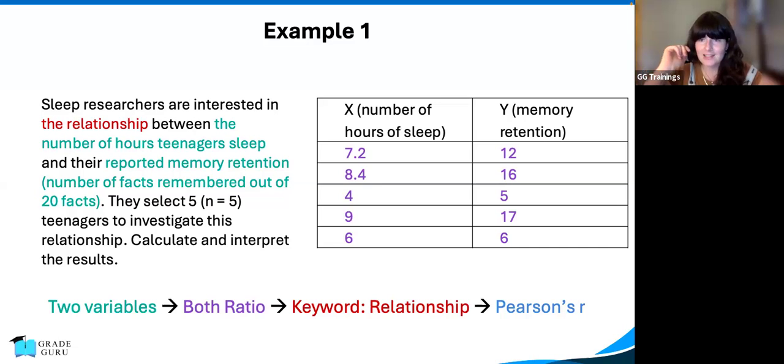Okay, is this a test of significance? No, they haven't mentioned any of the words associated with the test. So no hypotheses, no statistically significant, no test of significance. It's just a descriptive stat. That means it's either Pearson's R or crosstabs. Okay, which one of those only deals with continuous or interval ratio variables? Pearson's R. Okay, so that's how you narrow it down. 2 variables, both ratio, a relationship between them, and it's a descriptive statistic, Pearson's R.